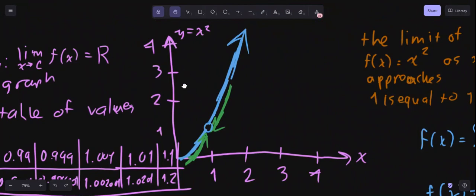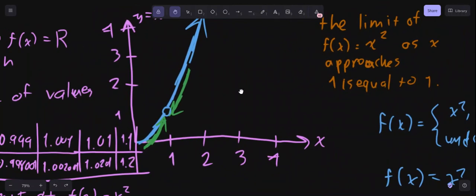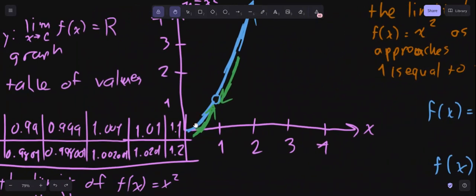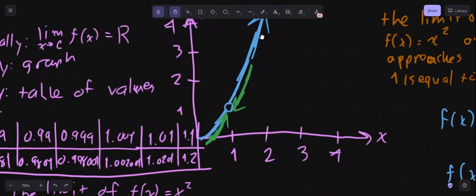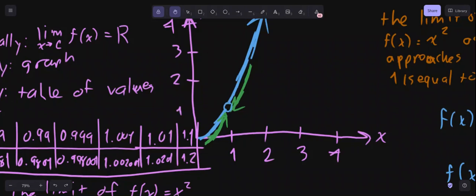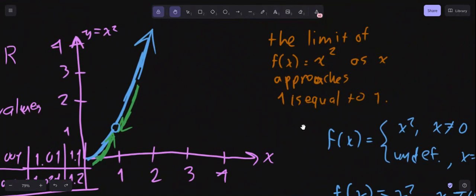So here, how would you estimate the limit of f of x equal to x squared as x approaches 1? Well, for the values that are less than 1 approaching 1, it still seems like the f of x values are getting closer and closer to 1. Same thing for the right side: with values greater than 1, if you keep getting closer and closer to x equal to 1, your f of x values are getting closer and closer to 1. So again, you would say that the limit of f of x equals x squared as x approaches 1 is equal to 1.